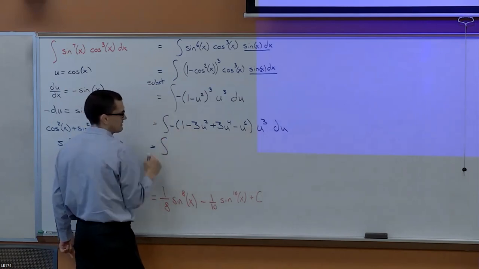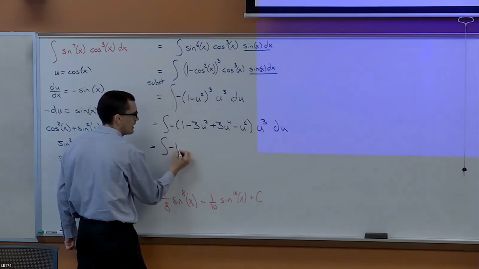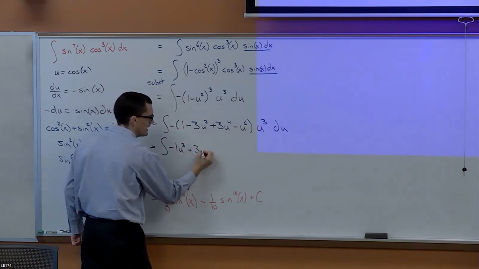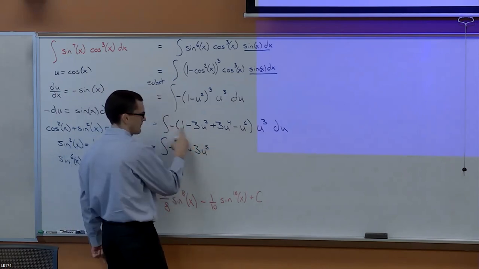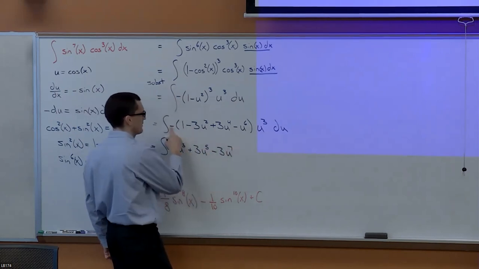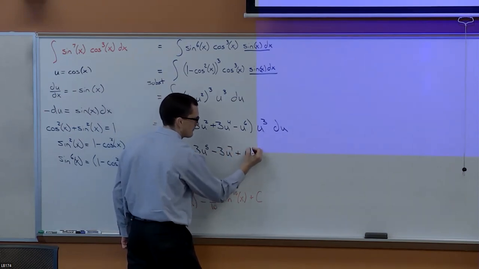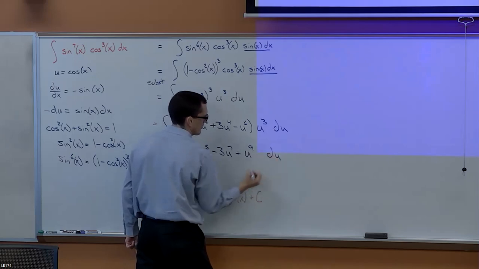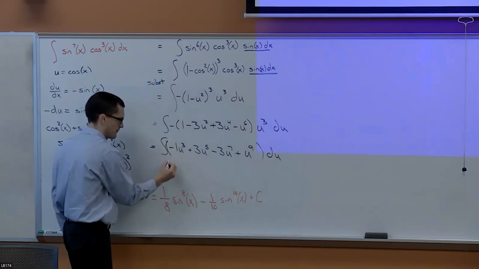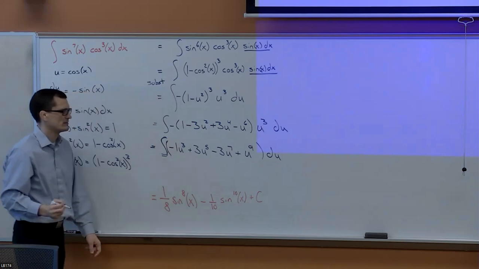u to the third now can distribute also this minus sign, so we're gonna get minus 1 u to the third plus 3 u to the fifth minus 3 u to the seventh plus 1 u to the ninth. That whole column is integrated with respect to u. Is that okay?